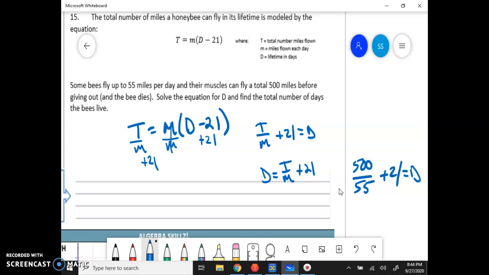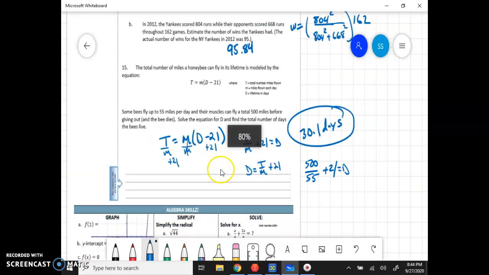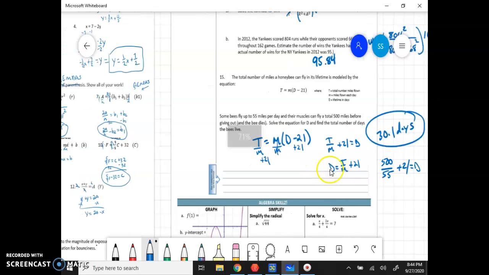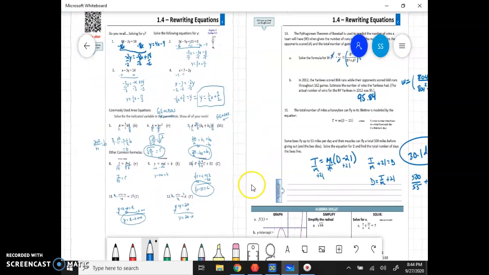I get 30.090909, so I'm going to round that to 30.1. So it looks like most honeybees only live for about a month. Pretty interesting. All right, that is all we've got for this unit. So give these practice problems a shot. If you need help, come find me. Good luck.